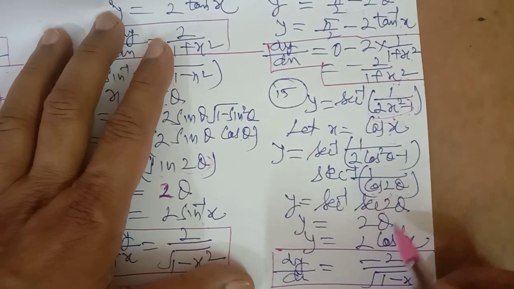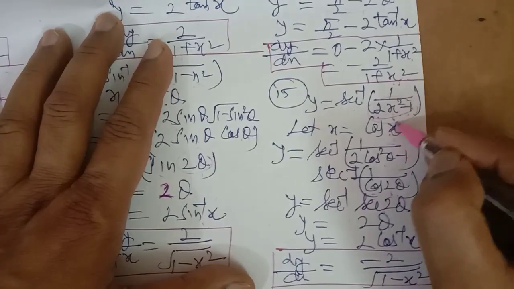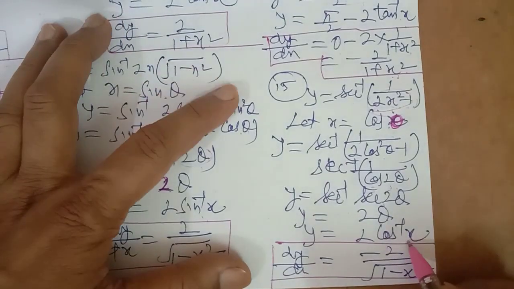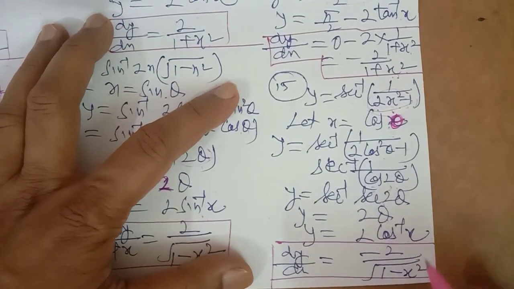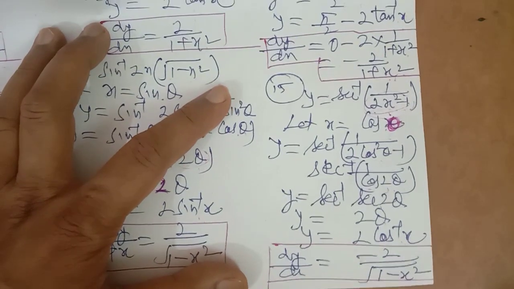So sec inverse sec 2 theta is equal to 2 theta. Theta we have let it here as cos inverse x. So theta is cos inverse x. Now you know the derivative of cos inverse x: minus 1 upon under root 1 minus x square.